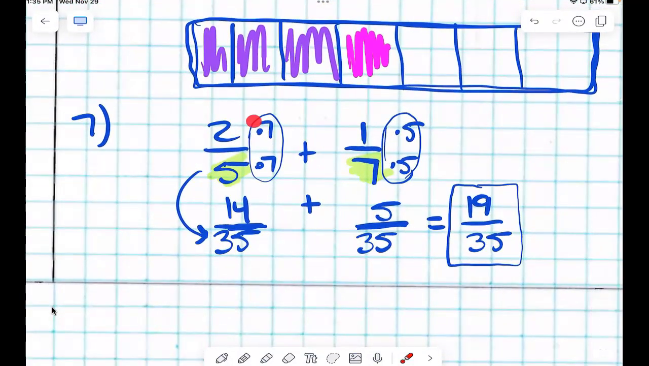Why do I have bubbles on number 7? Why do you see these things called bubbles here, everybody? Because the denominators are not the same. Oh yeah, the 5 and the 7, the denominators are different, right? So because they're different, we need to find a common multiple for 5 and 7. What's a common multiple for 5 and 7? 35.